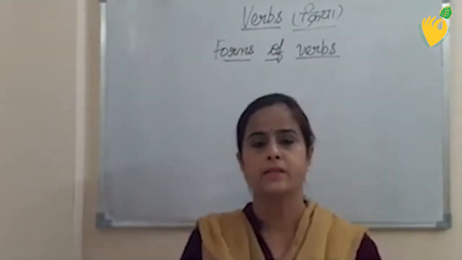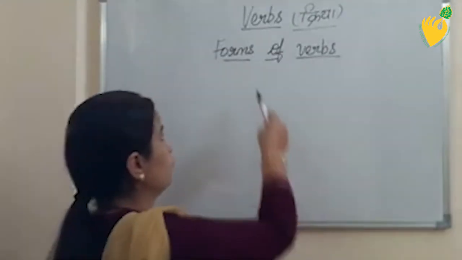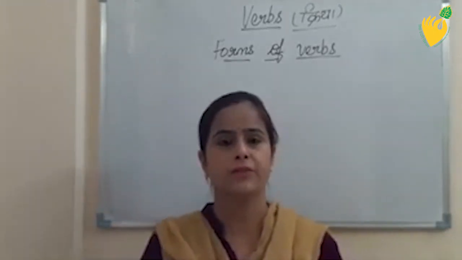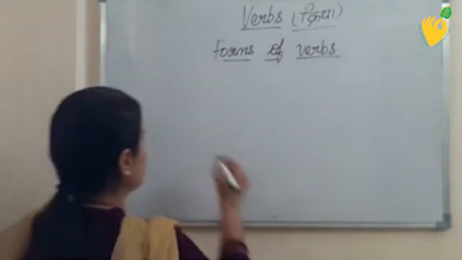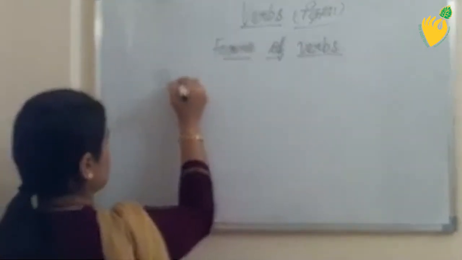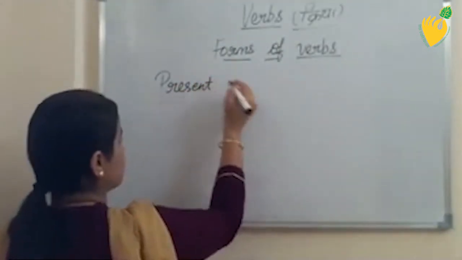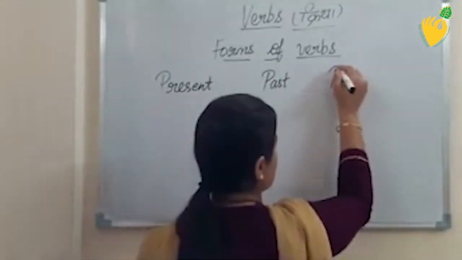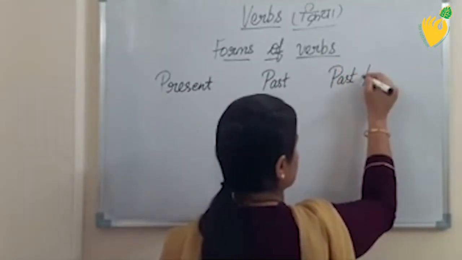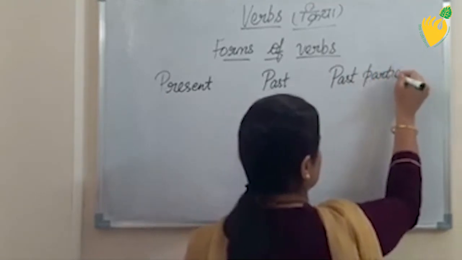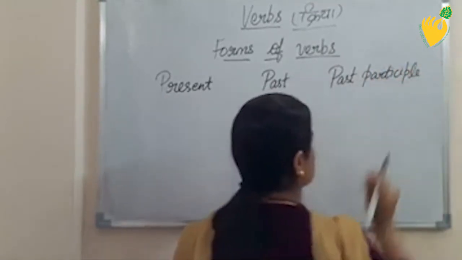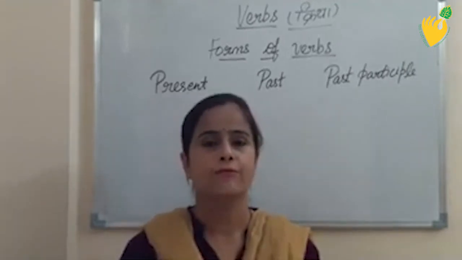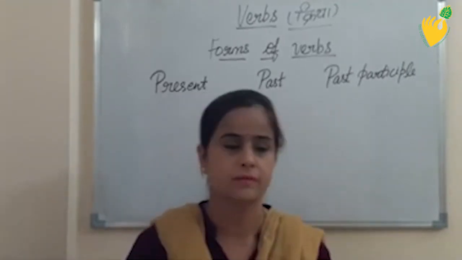Students, next I am going to explain you forms of verbs. You all know that we are having three forms of verbs. First is present, second is past, and third is past participle. Now let's discuss forms of some verbs.